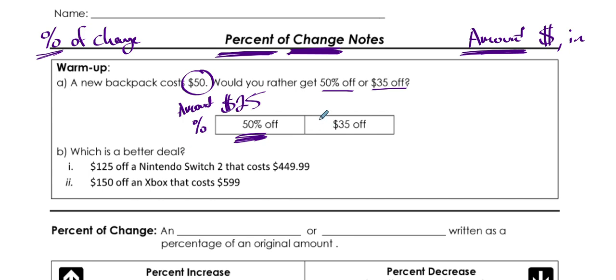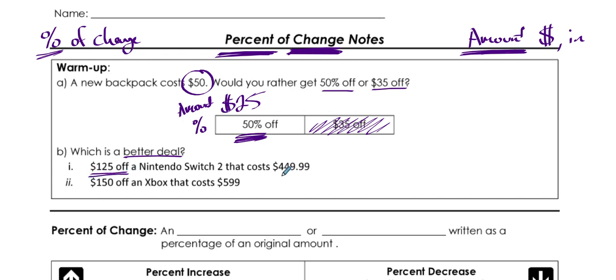So really we'd rather have the $35 off. It's just more money. 50% off sounds good, but that's only $25 off. So later in this video, we're going to be talking about which one of these is the better deal. Right now, I'm just introducing it.